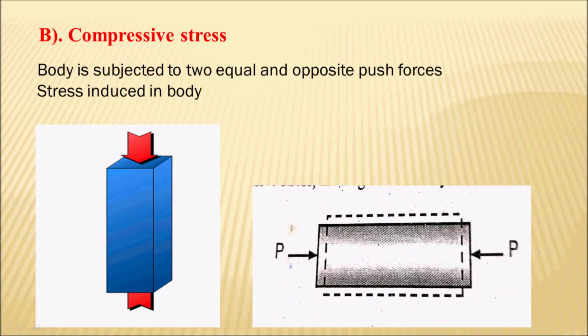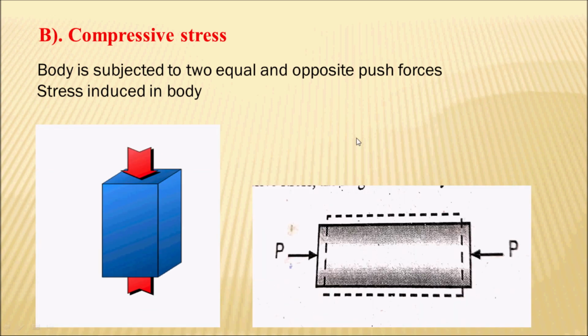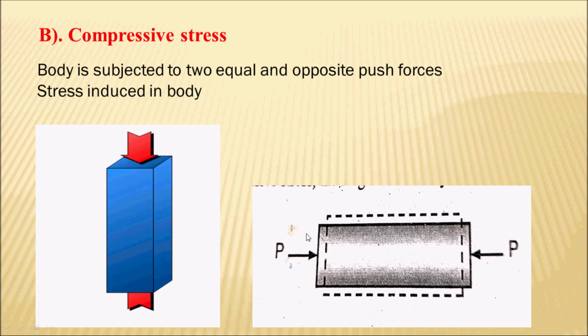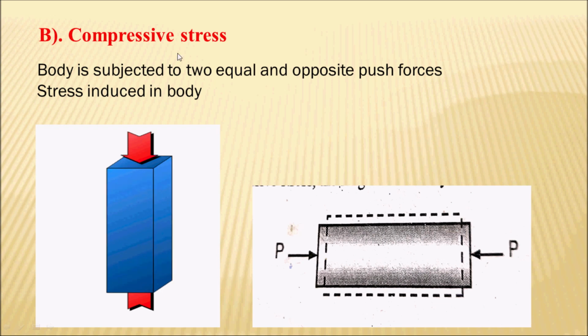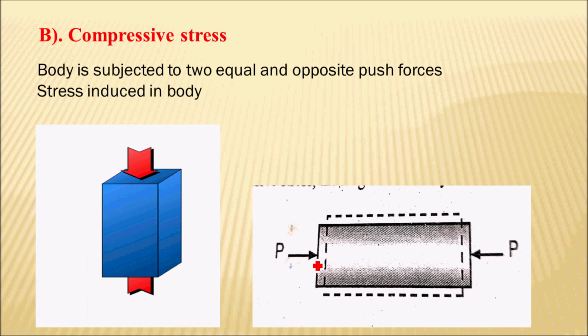Now next is the compressive stress. What is meant by compressive stress? In compressive stress, the body is subjected to two equal and opposite push forces, due to which stress is induced in that body. That stress is called compressive stress. Because of these two equal and opposite push forces, there is a decrease in length of that body and an increase in its cross-sectional area.